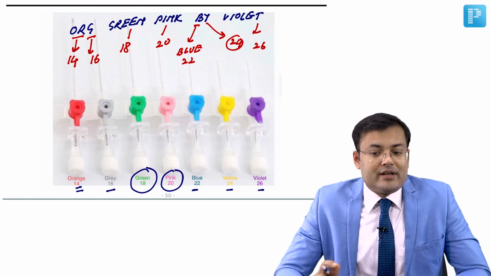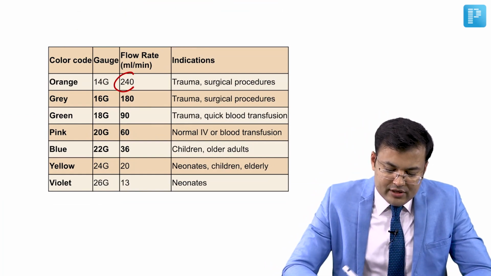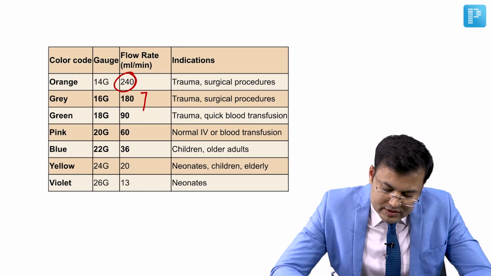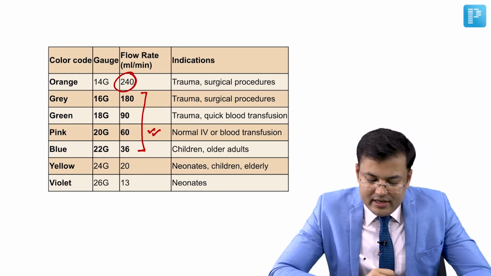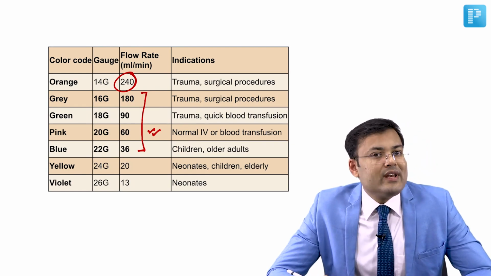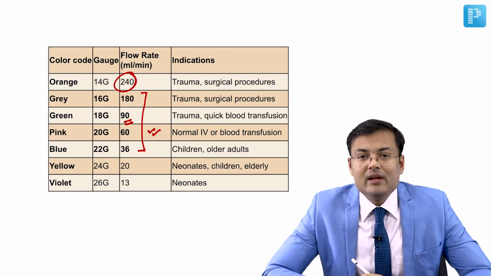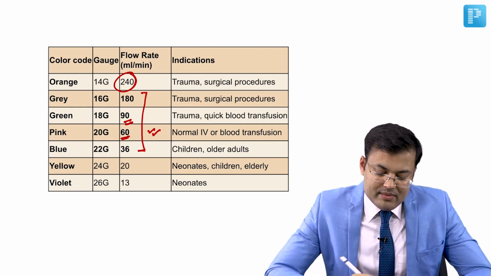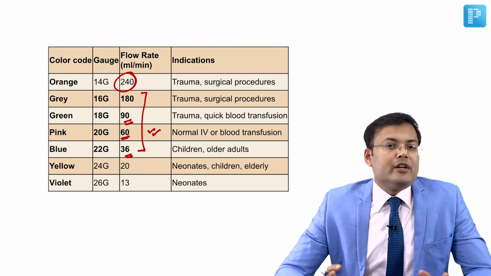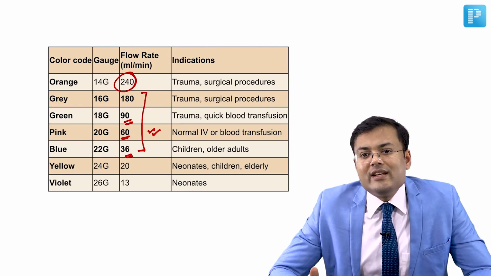Now see the flow rate. Orange has a maximum flow rate of 240 ml per minute. These four you are supposed to remember because these are commonly used cannulas, right? So for gray it is 180 and for green it is 90 ml per minute. Clear? For pink it is 60 ml per minute and for blue it is 36 ml per minute. For yellow cannula it is 20 ml per minute and for violet it is 13 ml per minute.